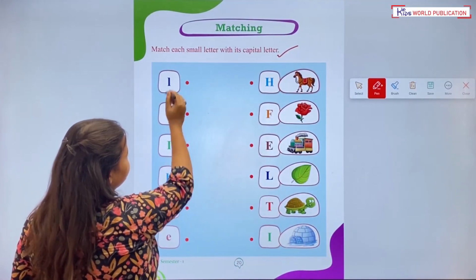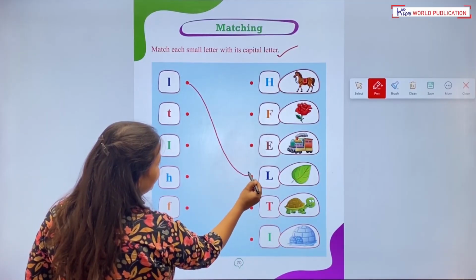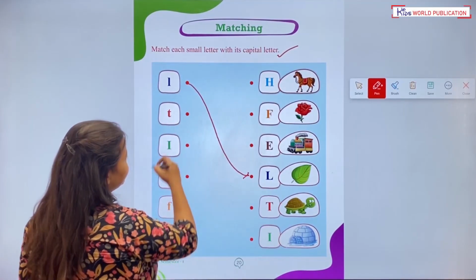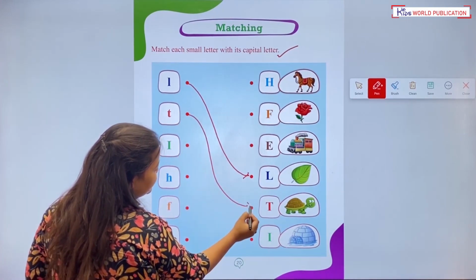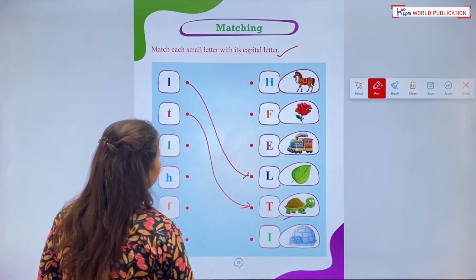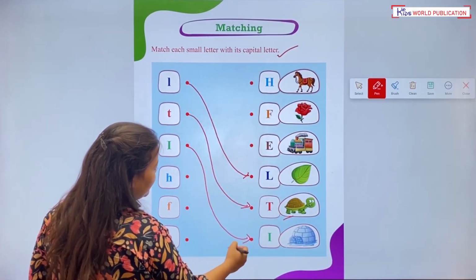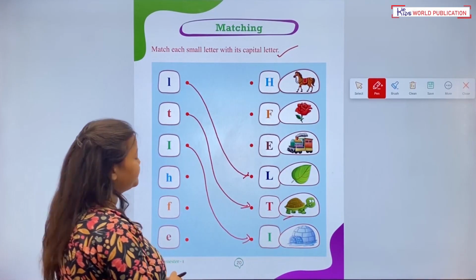Small l, capital L, L for leaf. Small t, capital T, T for tortoise. Small i, capital I, I for igloo.